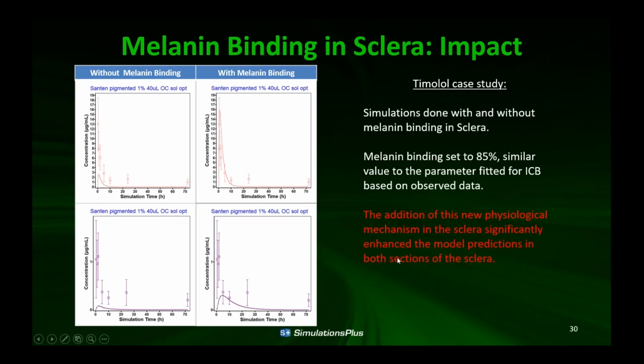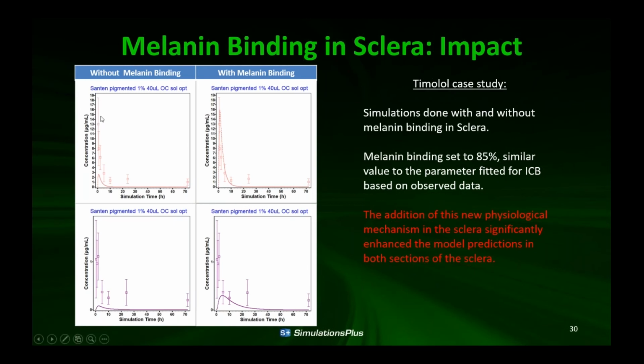To validate the melanin binding effect on local concentration, I show a validation result. The simulation shows with and without melanin binding in the sclera. With the binding, we set the value to 85%, which is similar to the parameters fitted to ICB. In this study, they do have observed data.